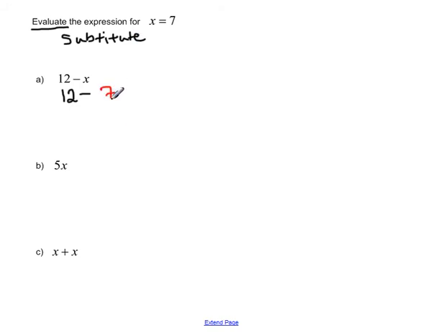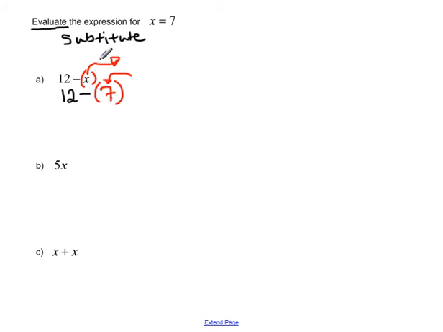Okay, just like that. Now, it's not a bad idea to put the variable replacement in parentheses. And you might say, well, why would I write something like 12 minus 7? Well, we're going to see where these parentheses come in handy when we take a look at the next problem. Basically, what we're doing here is we're isolating that variable, and we're going to slip that variable out, and in its place, we're going to put in its value.